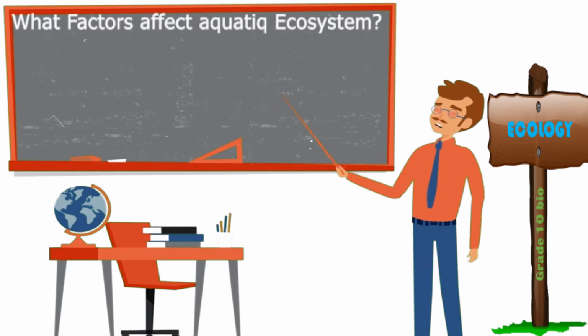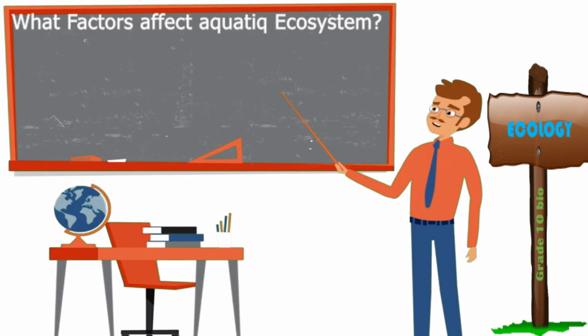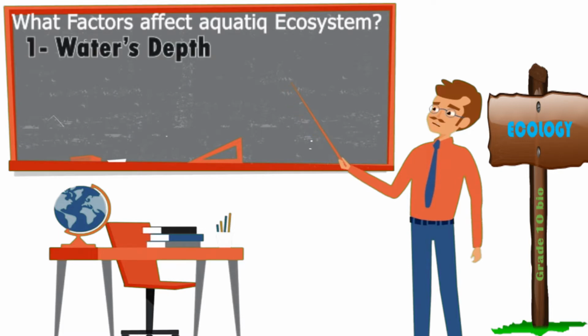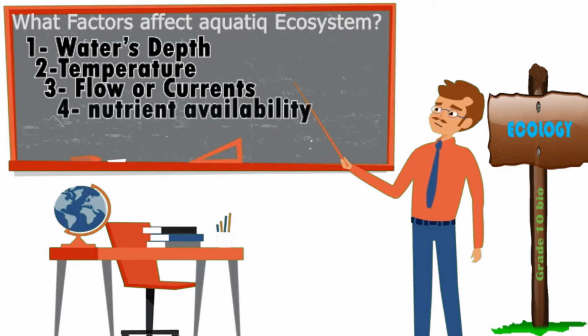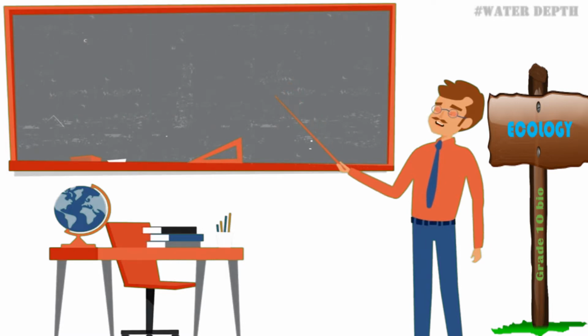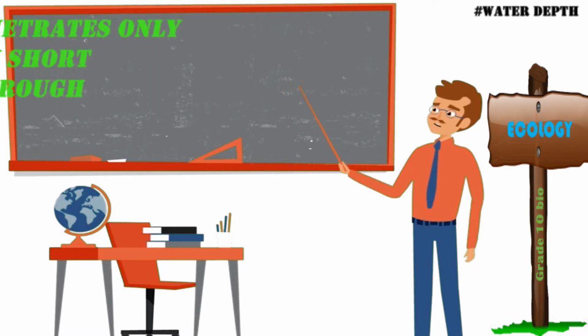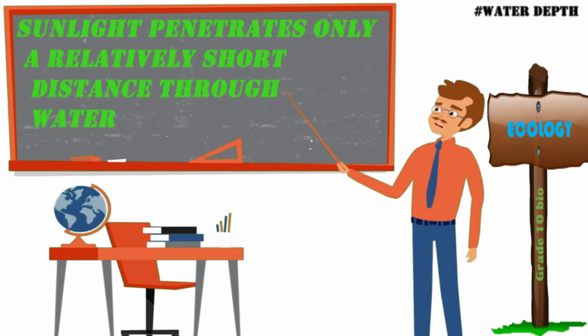What factors affect life in aquatic ecosystems? Aquatic organisms are affected primarily by water's depth, temperature, flow or currents, and nutrient availability. Water depth strongly influences aquatic life because sunlight penetrates only a relatively short distance through water.